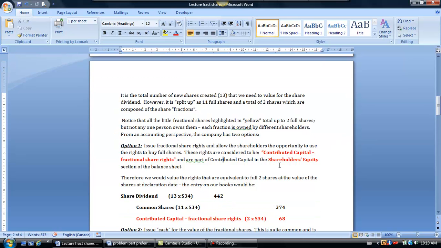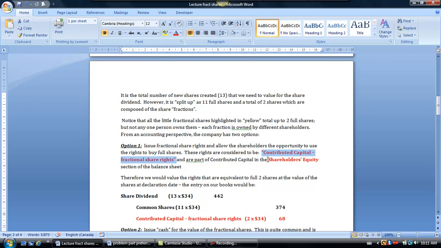So the first option the company has is to value those rights to buy up those fractional shares, which total 2 shares. We give them the right to do it, so we can set up, as the corporation who's issuing the share dividend, a contributed capital account for the value of those fractional share rights. And those rights would entitle you to buy your partial shares to total up to a number of full shares. And these are part of contributed capital in the shareholders' equity section of the balance sheet.